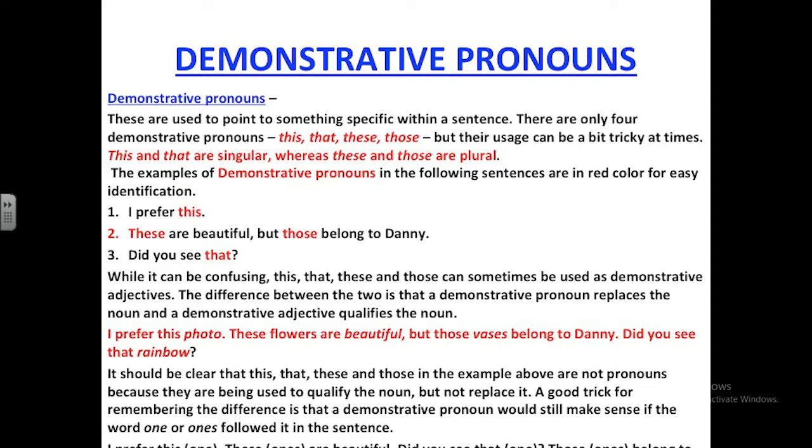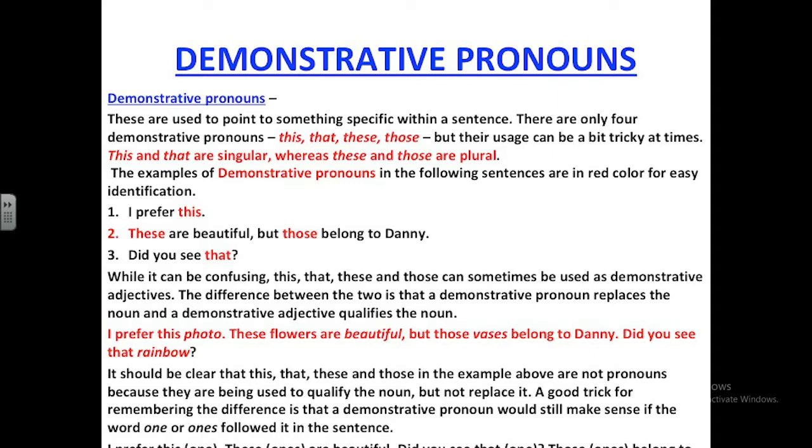I prefer this photo. This is qualifying what? Photo. These flowers are beautiful. These is qualifying flowers. Those vases belong to Danny. Did you see that rainbow? In all those examples, the words in red are not functioning as demonstrative pronouns, but as demonstrative adjectives.